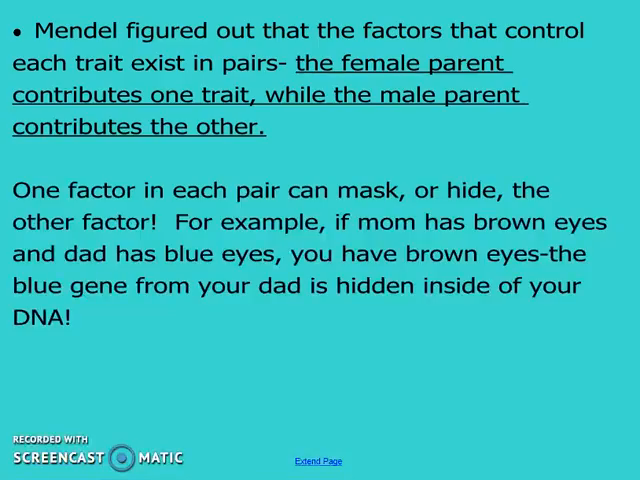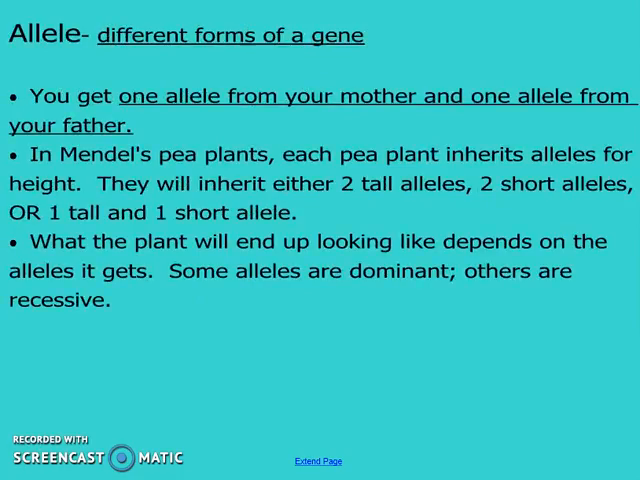He figured out that the factors that control each trait exist in pairs. So the female parent contributes one trait while the male parent contributes the other. And one of those factors can kind of hide the other. For example, if your mom has brown eyes and your dad has blue eyes and you have brown eyes, the blue gene from your dad is actually hidden inside of your DNA. So it's there, it's just not expressed. An allele is a different form of each of those genes. So you get one allele from the biological mother and one allele from your biological father. And now in Mendel's pea plants, each pea plant inherits an allele for height. So they will either inherit 2 tall, 2 short, or 1 tall and 1 short. So what that plant will end up looking like depends on the alleles it gets.